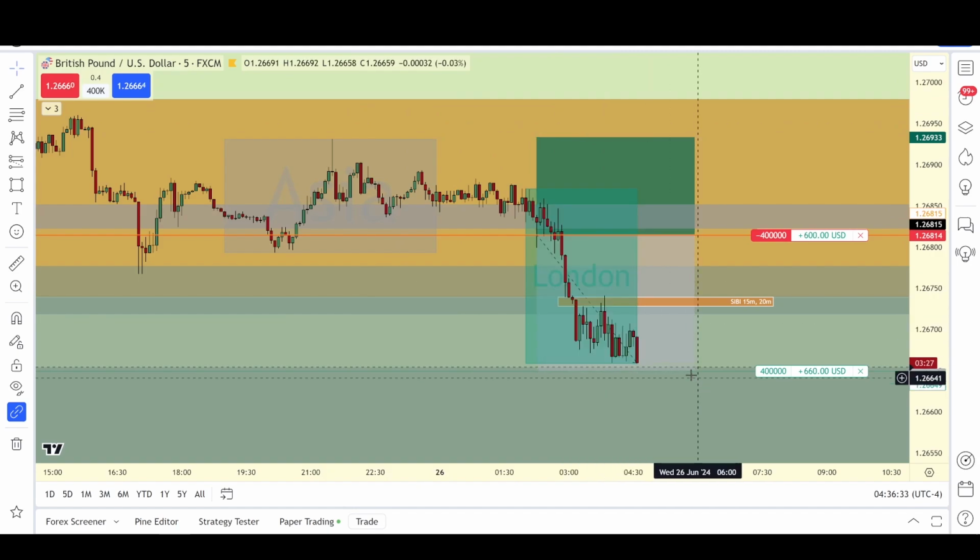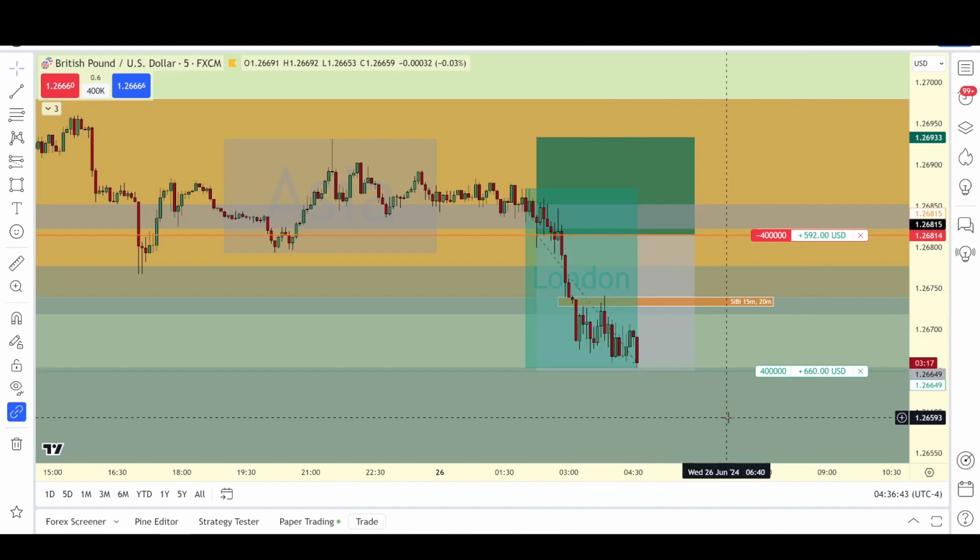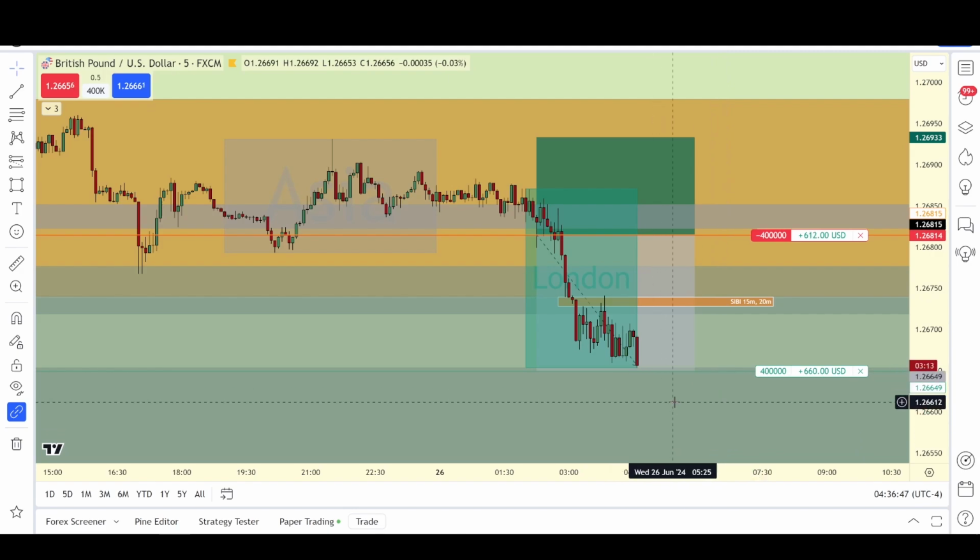All right, looks like we're almost to our target. Finally, a lot of consolidation here. Pretty sure we should get that. After that, we'll just have a quick look at euro, quick look at the dollar, and just recap this trade.